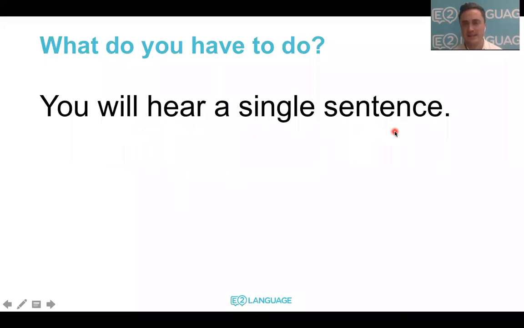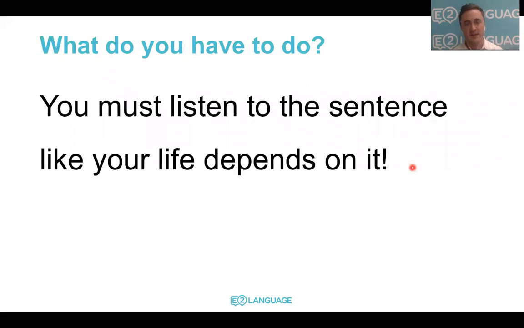You will hear a single sentence, just one sentence, and you only hear it once. That's it, never again. You hear one sentence and you hear it once. You must listen to the sentence like your life depends on it. You must listen so carefully. Although this is a speaking task, it very much depends on your ability to listen, okay?